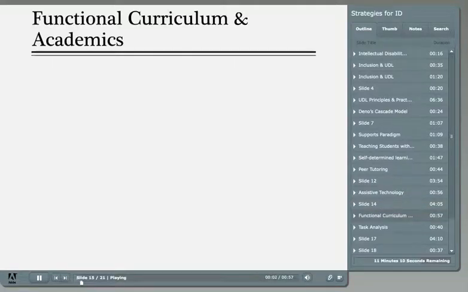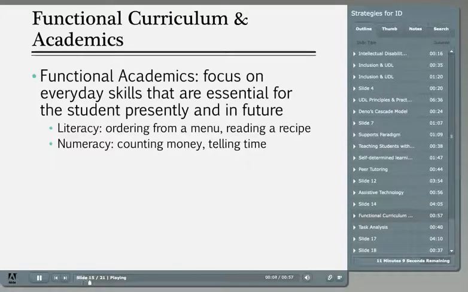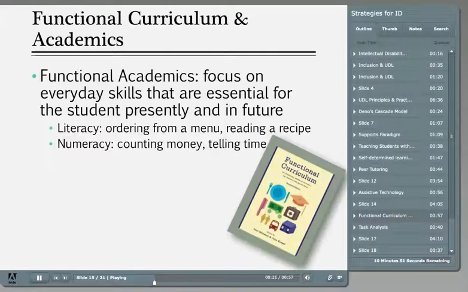Functional academics and curriculum are another strategy for working with students with ID. Functional academics focus on teaching students the everyday skills that are essential for the student presently and in the future. While we may want to teach the range of curriculum to all students, it may be important to focus on the essential skills that are immediately useful or functional for students with ID because of educational implications.